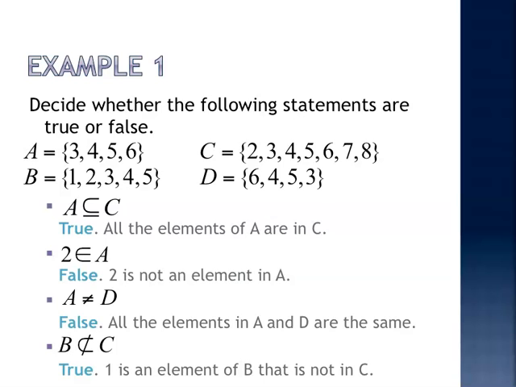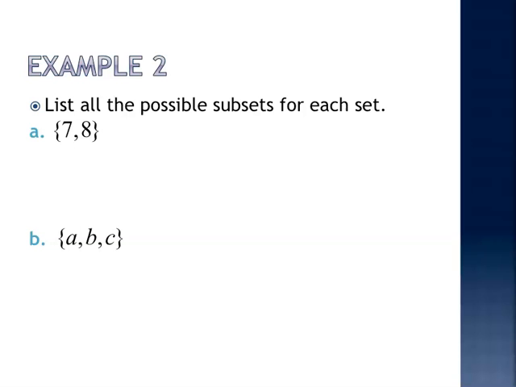All right, take a look at example 2. We're going to list all the possible subsets for each set. So basically, we want to come up with all the different ways that you can come up with a subset, so a portion of each set. Now, remember that the empty set is a subset, and any set is a subset of itself. So those two are always going to be true.